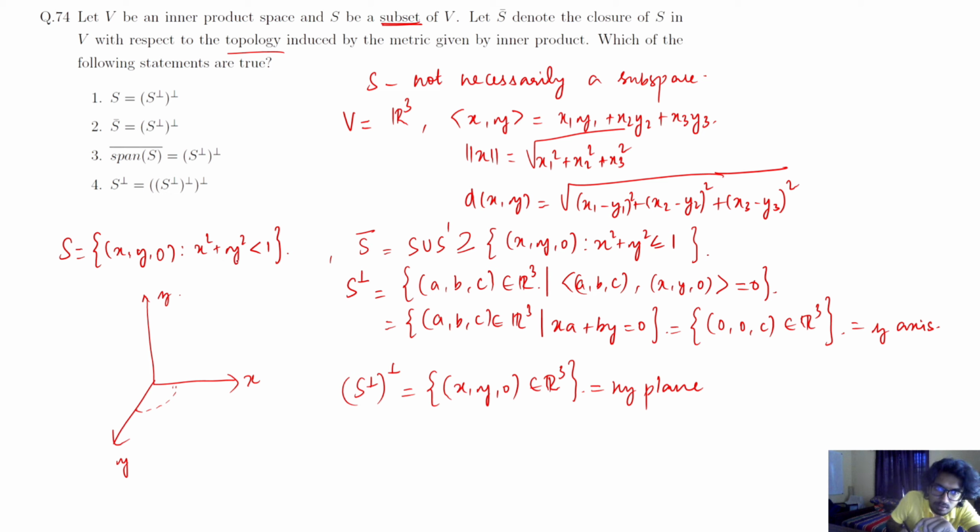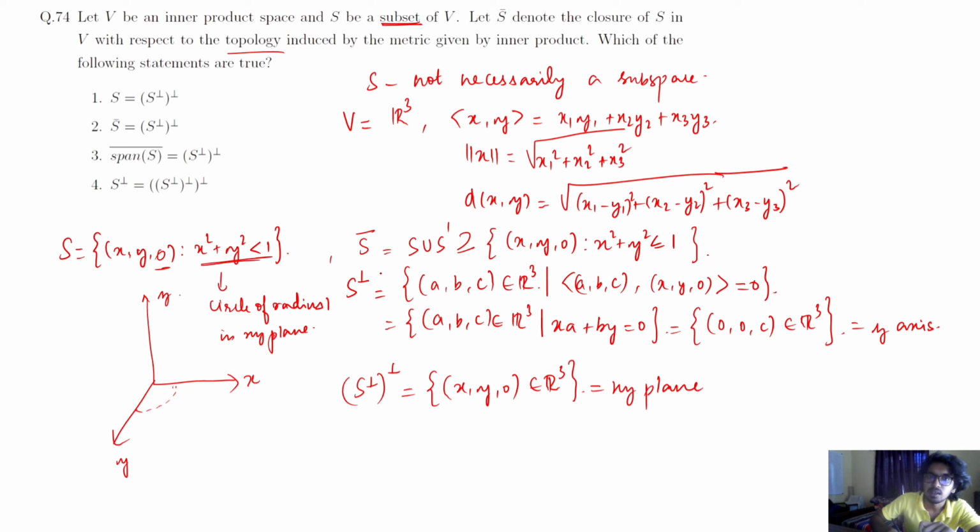This x square, I have fixed this 0, so I am getting a circle of radius 1 in the xy plane. If I had z here, then I would have a cone. Okay, fine. So if you see, your S complement, the whole complement, is your entire xy plane, and your S closure is what?